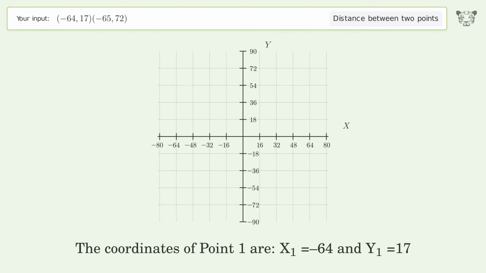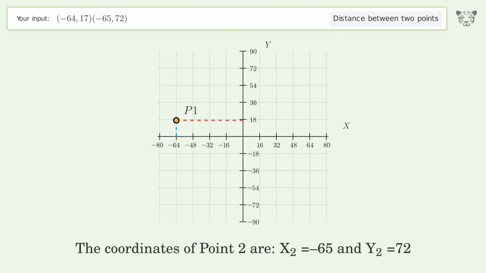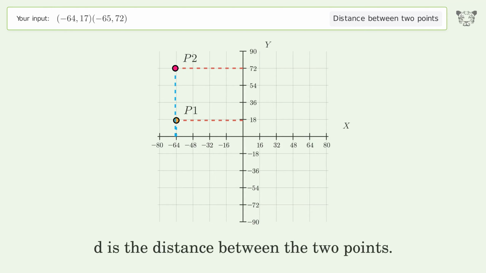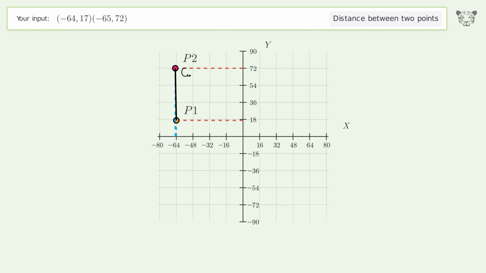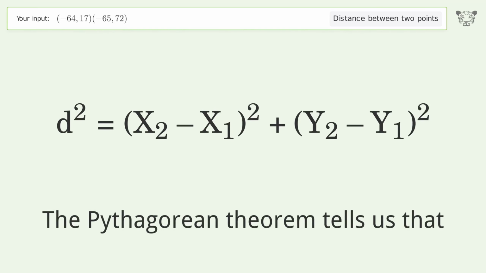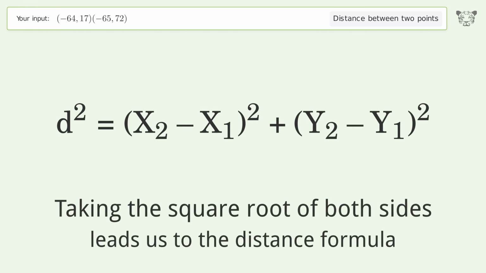The coordinates of point 1 are x1 equals -64 and y1 equals 17. The coordinates of point 2 are x2 equals -65 and y2 equals 72. D is the distance between the 2 points. The Pythagorean theorem tells us that taking the square root of both sides leads us to the distance formula.